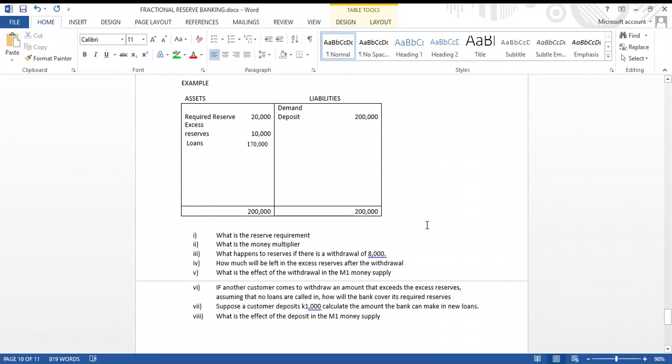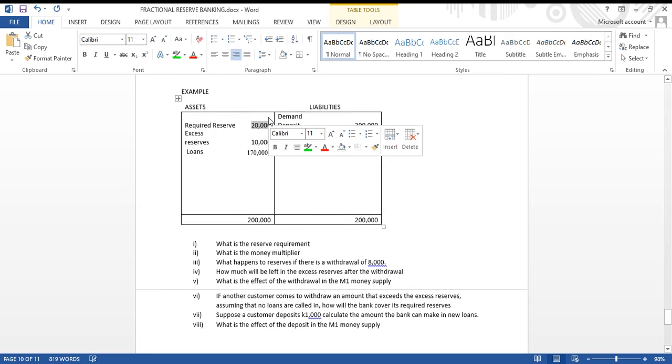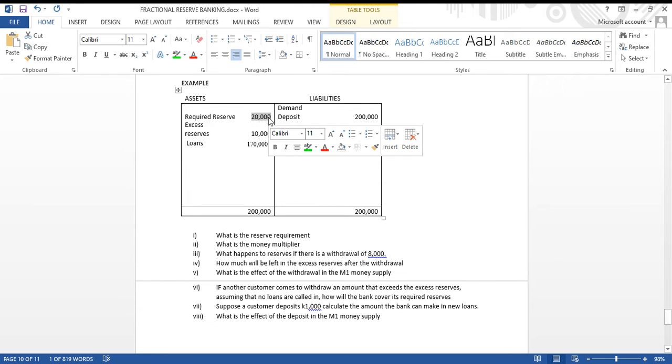Right, so I have a question here. We've got a bank T account. Now, assets, we've got our required reserve. This is the amount the bank is supposed to keep when someone deposits their money. The bank is not supposed to use this money. These are the excess reserves.